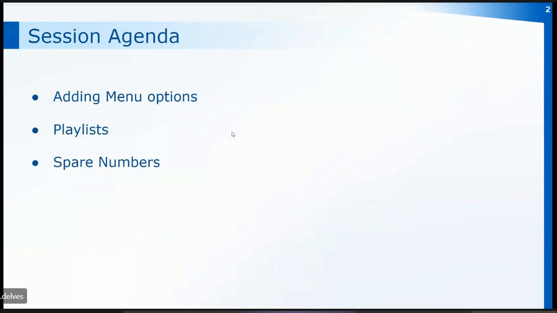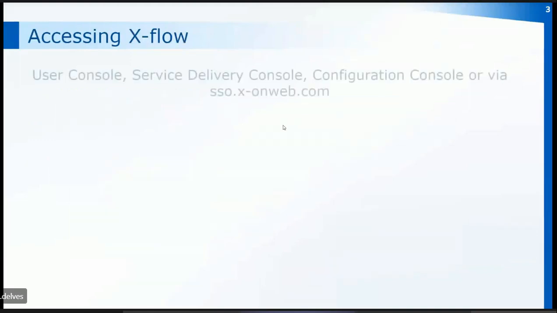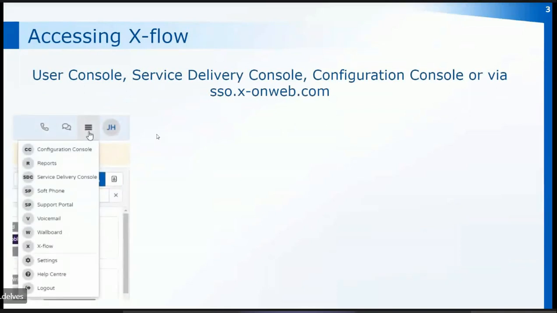So we're going to start off with adding menu options. And first of all, we're going to have a look through the Xflow system. So to access Xflow, if you've got access to it, then you'll be able to access that through the user console. And if you're in your user console already, if you click on the menu just next to your initials at the top right-hand corner, you'll then have shortcuts to all the other portals that you have available. And Xflow will be one of those via the user console.